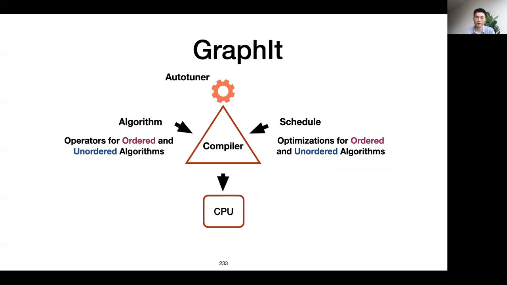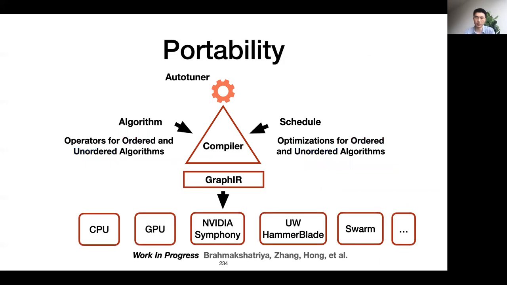So previously, GraphIt only worked for CPU, and now we're introducing this design of using the GraphIR, which is a domain-specific intermediate representation for graph computations, and the GraphVM, which is kind of the backend that runs the GraphIR. So with the GraphIR and GraphVM framework, we're trying to achieve high performance and portability across different platforms.